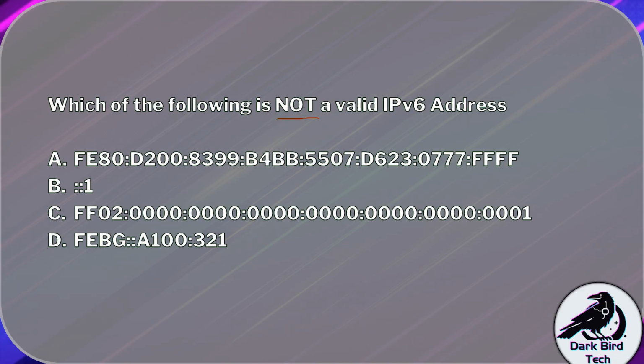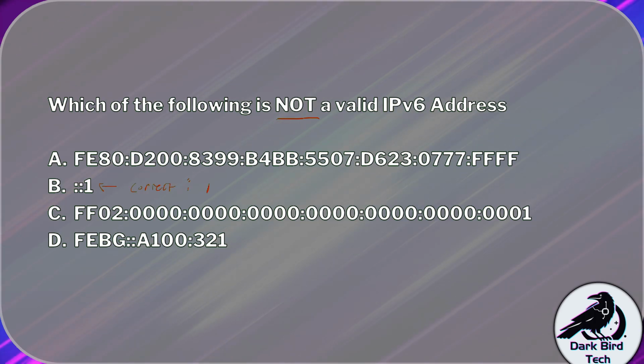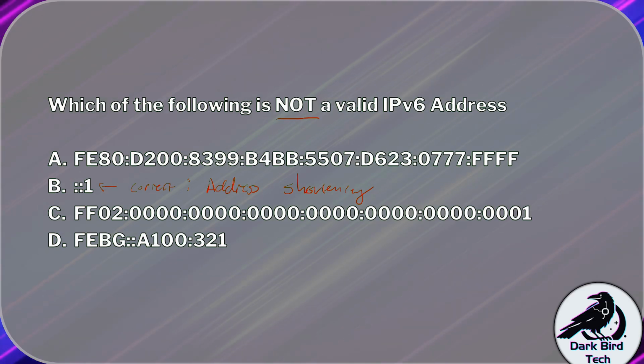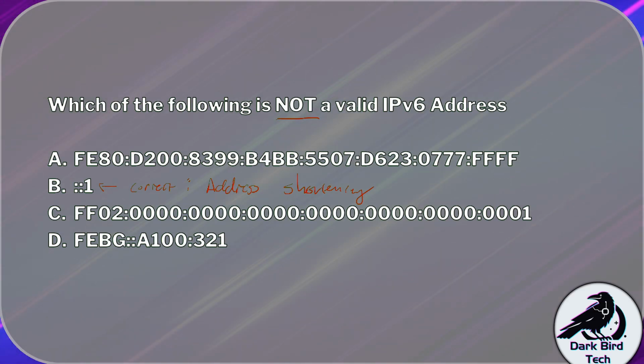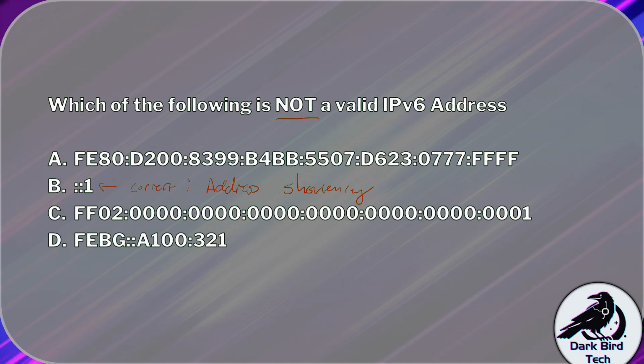Alright, so let's first have a look at option A. Option A seems fine at first. Option B seems a bit wrong, but this is actually correct. They've used something called address shortening or condensing. What happens with IPv6 is you can drop leading zeros in a field of values. So if you've got some zeros at the beginning, you can drop them. And if you've got multiple fields of zeros, you can also condense them into a double colon.